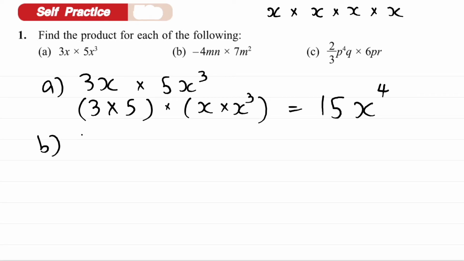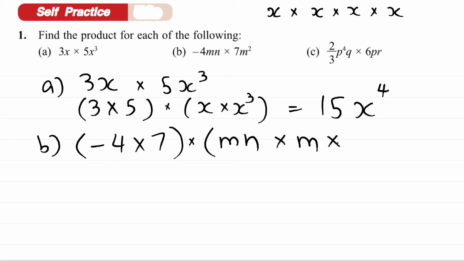Tengok B pula. Kumpulkan nombor dulu negatif 4 darab 7. Lepas tu darab dengan mn darab m darab m. Sebab m kuasa 2 adalah m darab m. Okay. So you akan dapat kat situ negatif 28 m kuasa 3 n. Macam tu. Boleh?